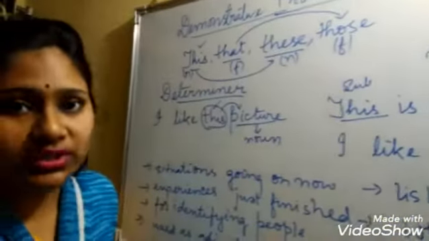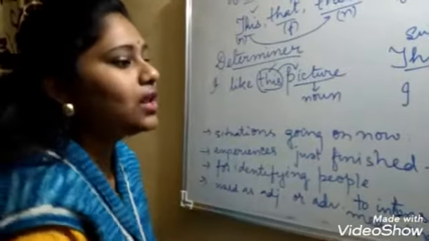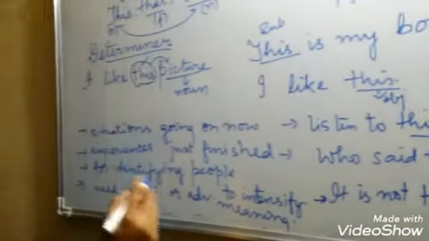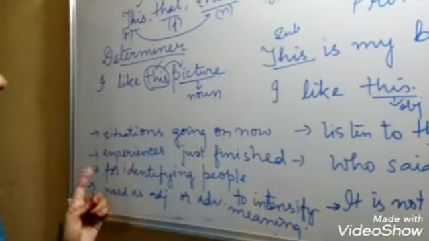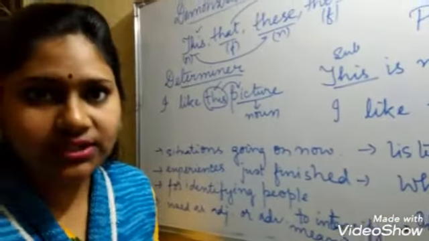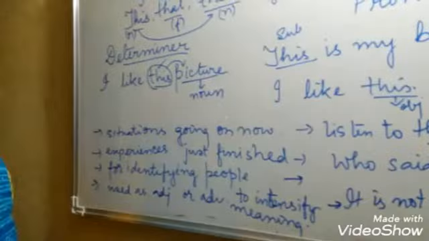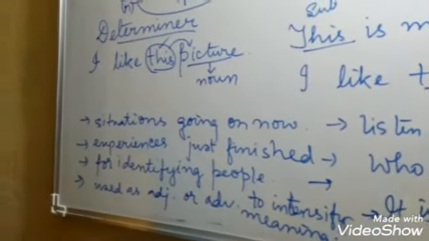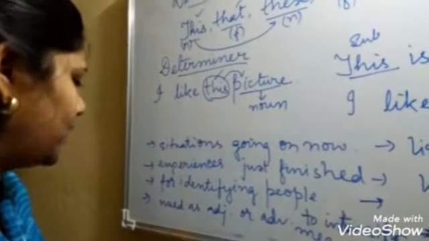Now there are many uses of these pronouns. What are they? To express some situation that is going on now, like listen to this. Then experiences which have just finished, like who said that? For identifying people during conversation, during telephonic conversation, we say that. So this is Anuradha. So at that time, this is Anuradha means I am the person who is speaking.